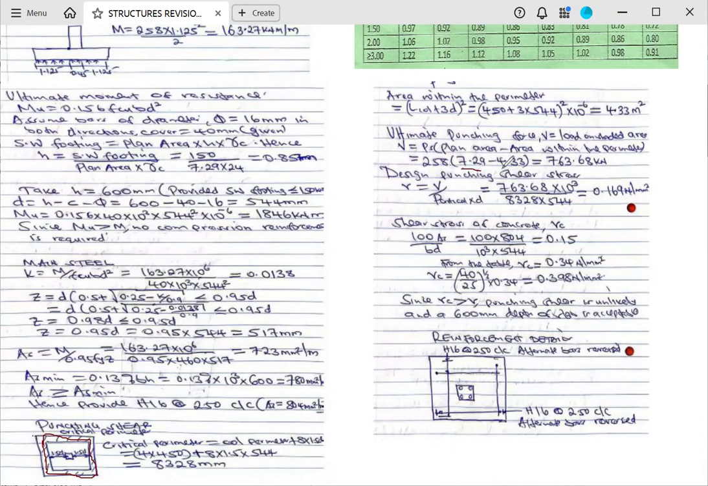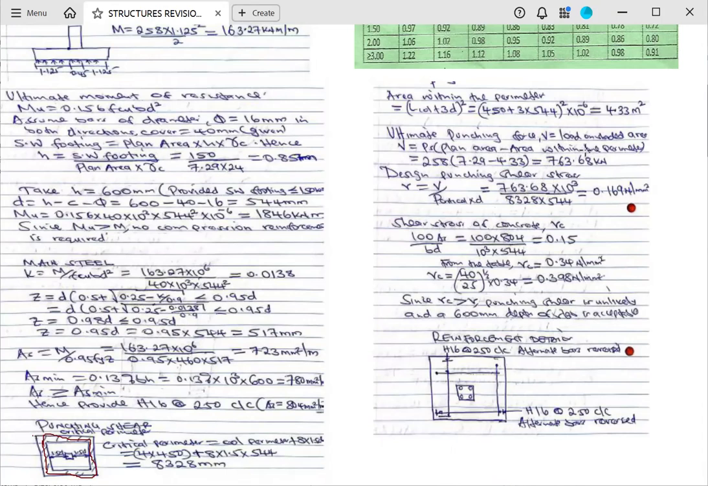This was the plan area, and then 4.33 is the area within the perimeter here. And now, from the design punching shear stress, remember we said in structures perspective, pressure is stress. So here, the design punching shear stress will be equivalent to the punching shear force divided by critical perimeter multiplied by the effective depth.